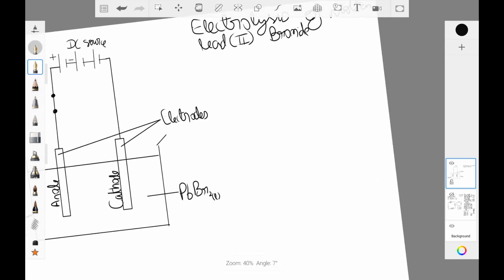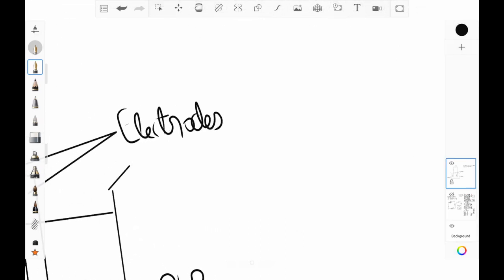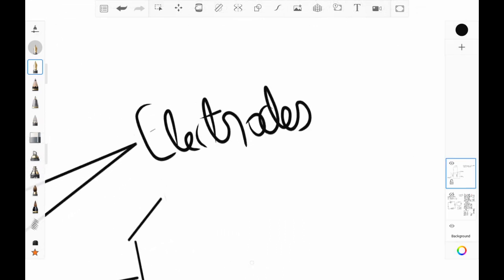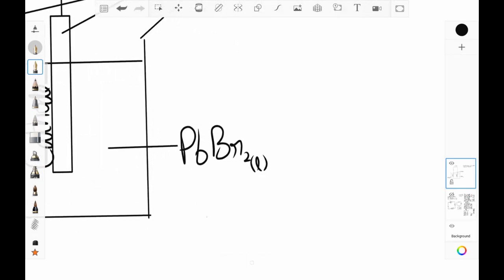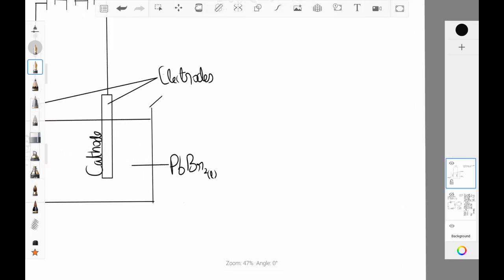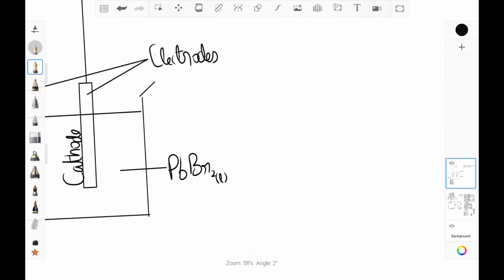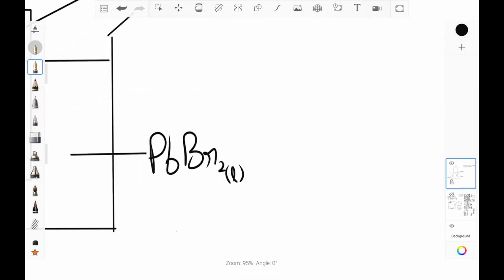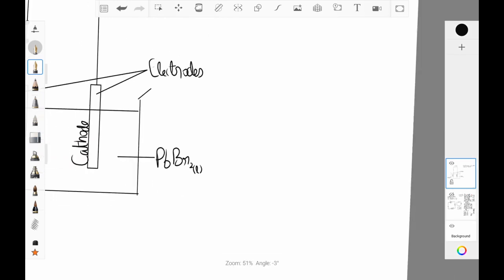Notice how this is a molten electrolyte, so you don't need to worry about showing the decomposition of water. You'll notice that I changed the label to be PbBr2(l). That's molten lead bromide. A few things to note. Number one, the symbol for lead is Pb. Number two, notice the state symbol (l) because it's a molten electrolyte.